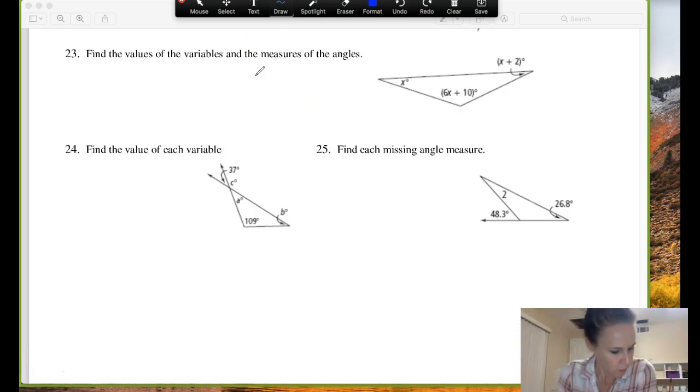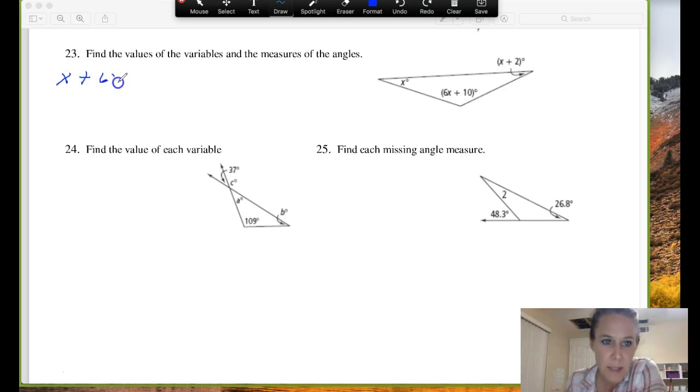All right, 23. Find the value of the variables and the measured angles. So if that's x, this is 6x plus 10, this is x plus 2. I don't have any information. I am not given any angle here. But what I do know is all the angles add to be 180. So a little more work here, but you can figure it out. Just set up an equation. This plus this plus this has to be 180, and then solve for x. If you can set up an equation, you can solve for x.